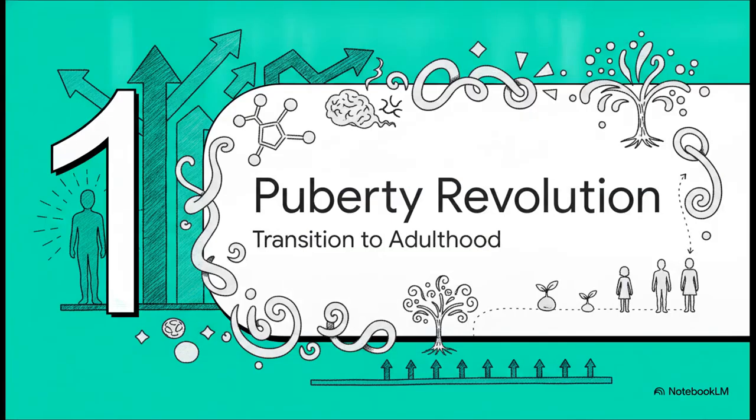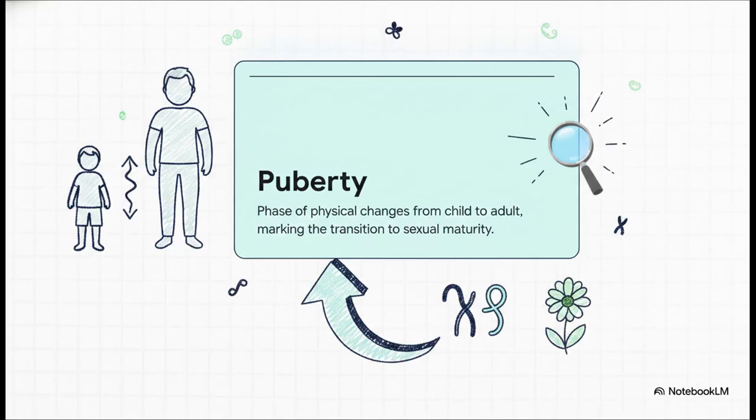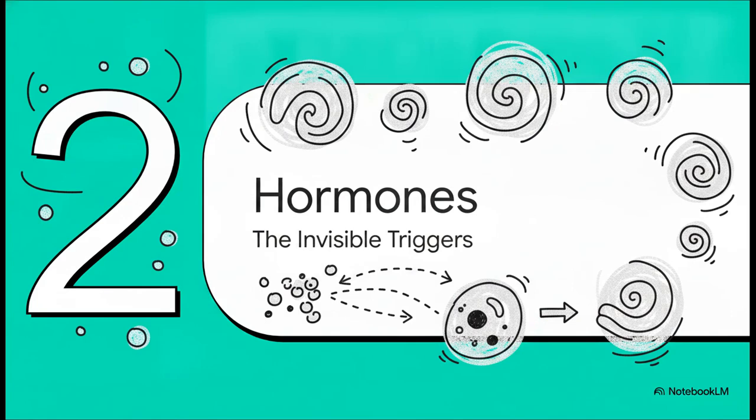All right, part one, the puberty revolution and the transition to adulthood. Let's set the stage. So, if we look at the core definition here, puberty is the phase where a person undergoes physical changes from a child into an adult. Notice how we're highlighting the transition to sexual maturity. That's the ultimate outcome here. Just cement that definition in your mind because this is the big macro effect we're going to be reverse engineering today.